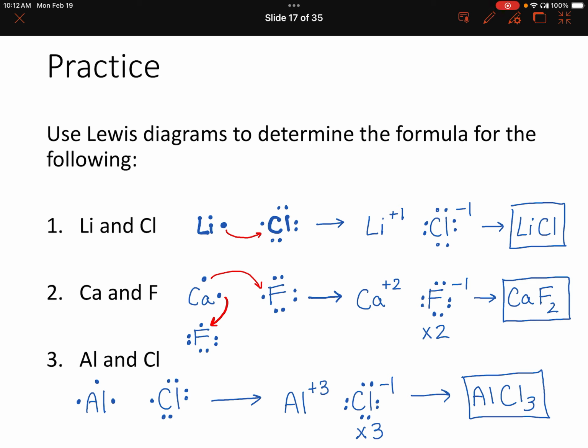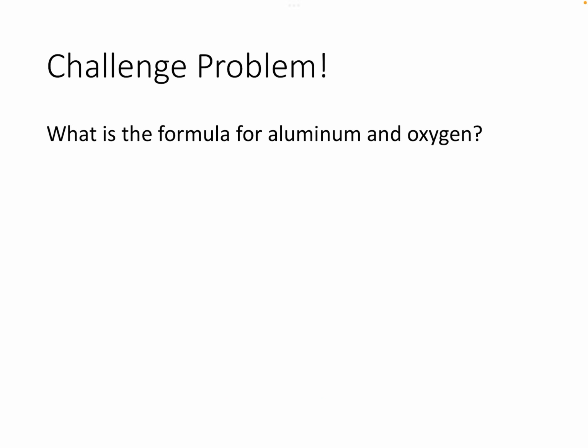Okay, are you ready for a challenge problem? So what is the formula for aluminum and oxygen? So try this one on your own first. It might help to draw a picture using the Lewis dot structures or Lewis diagrams. Or you can just try to figure out what the charges would be on each. And then when you're done, or if you get stuck, you can unpause the video and we'll go over it together.